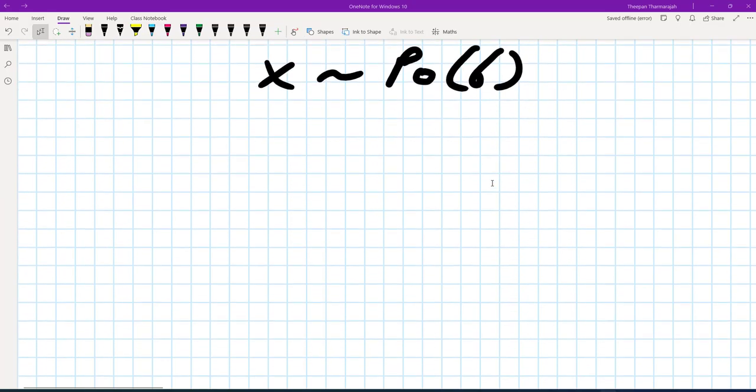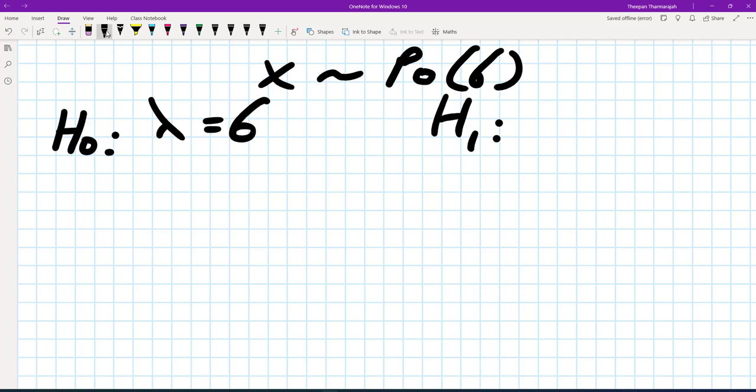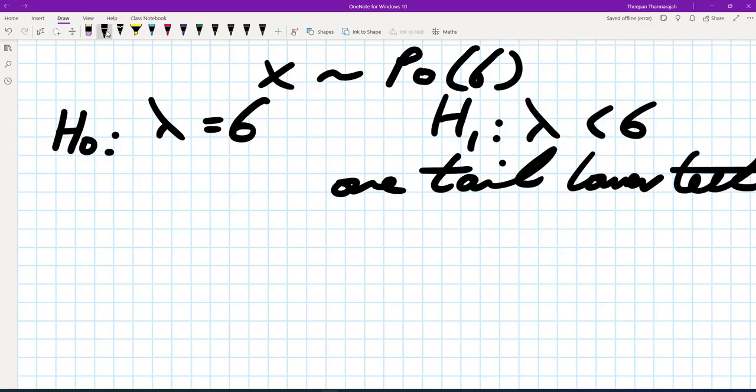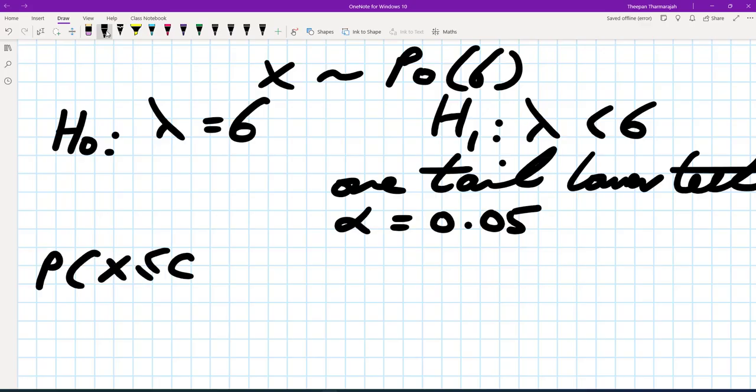Now let's set up our hypothesis. H0: lambda remains at 6. H1 is a decrease, so lambda is less than 6. So it's a one-tailed lower test. And we're going to say that alpha is 0.05, the significance level of the test. So, as we said the last time, the probability that x is less than or equal to C1 is strictly less than 0.05.